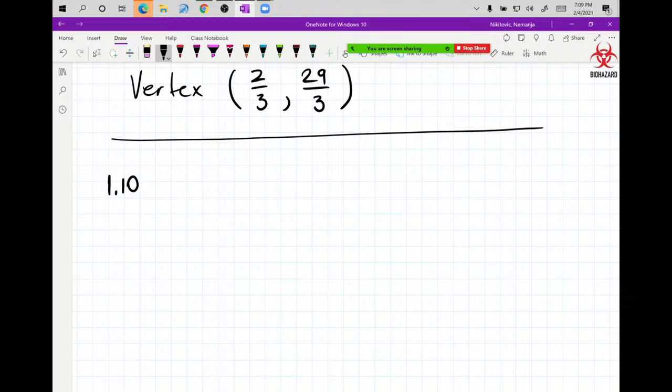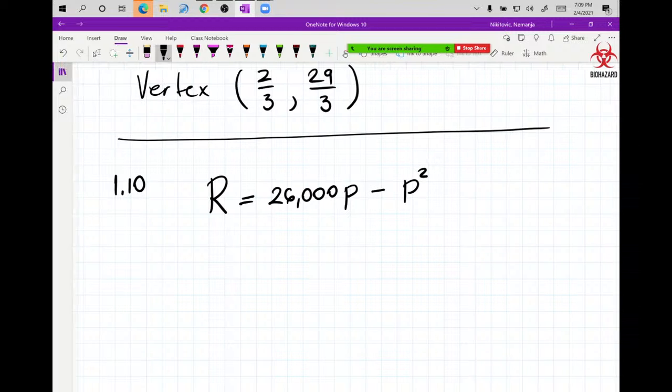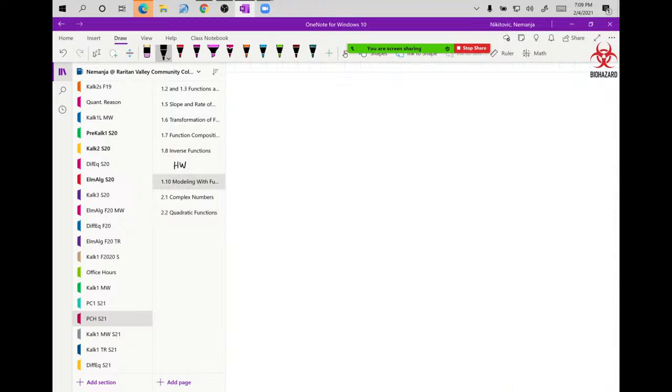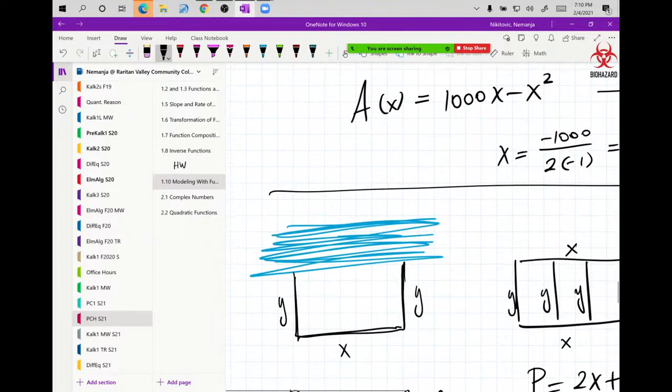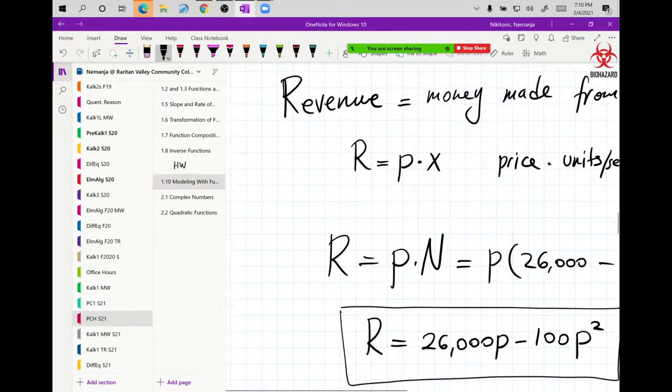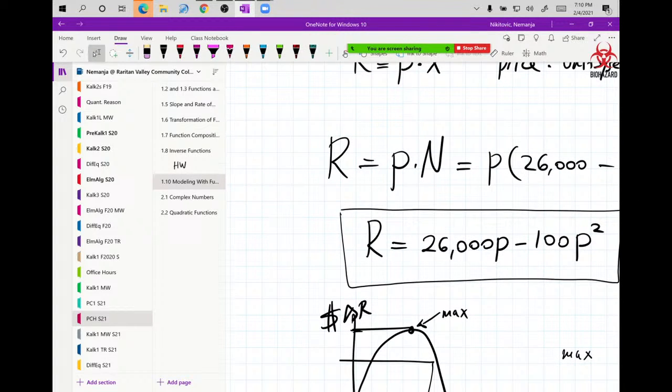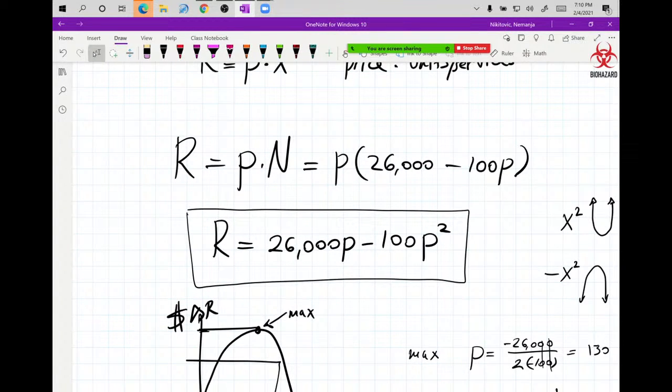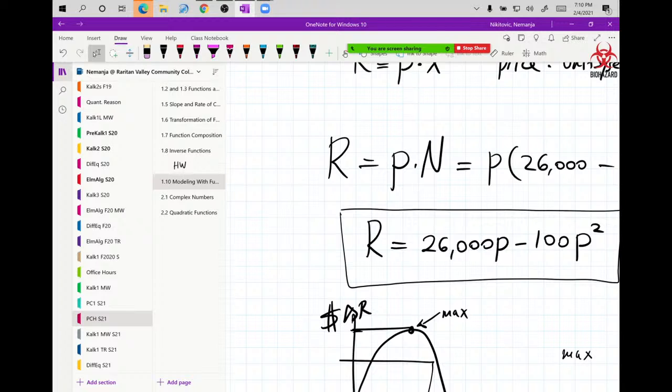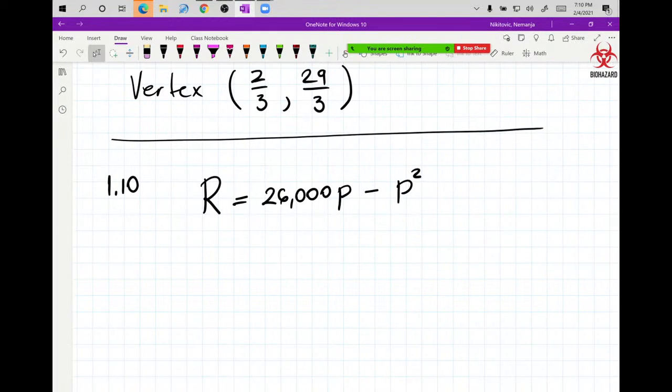So now, if we go back to our problem from 1.10, and we remember that we had that equation that said the revenue was, I believe, 26,000 P minus, what was that thing? There we go, 100P squared. So minus 100P squared.